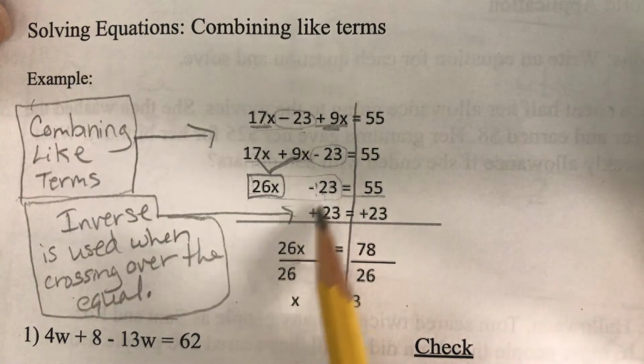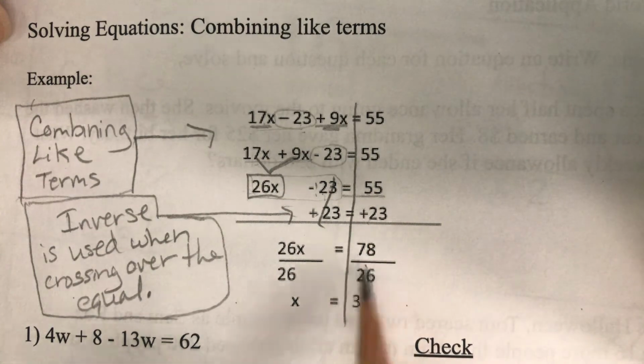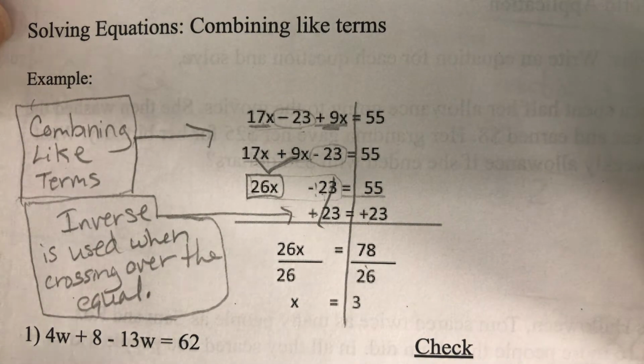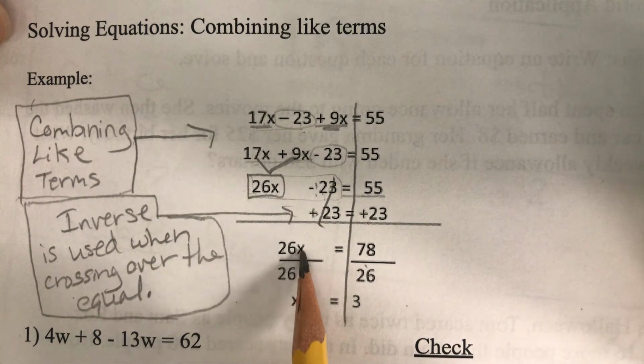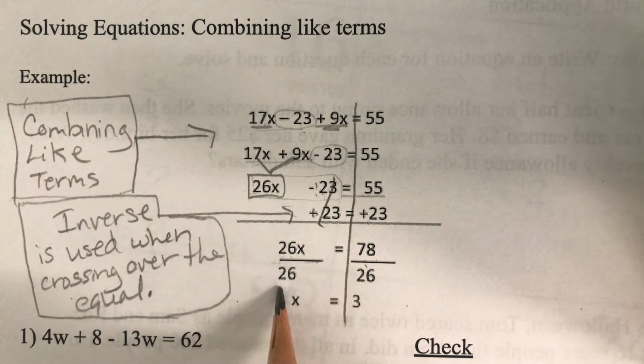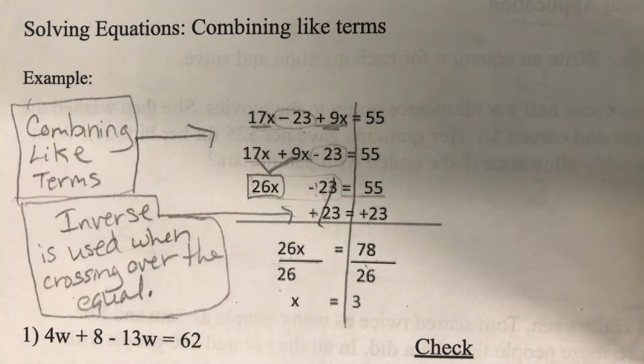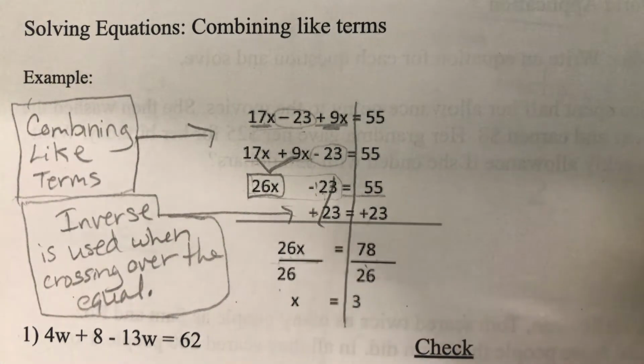So here, this is the opposite sign. These cancel out. 55 plus 23 is 78. Now we've got 26 times x equals 78. We divide by 26 and x equals 3. Okay, as you see, we will check our work. So I'll check this one here as well.